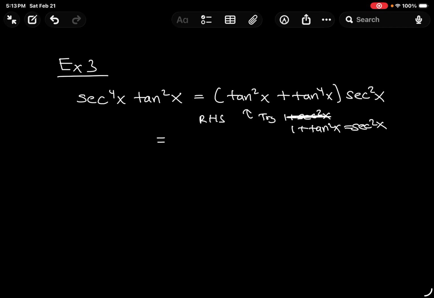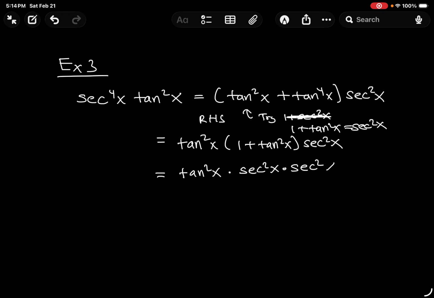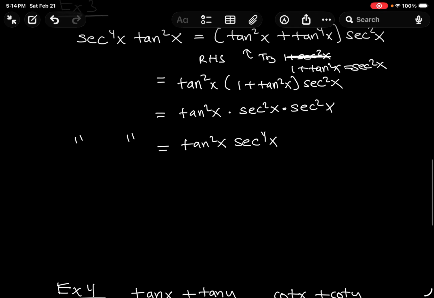So what I'm going to do instead is just simply factor a GCF. Okay, so I'm going to factor out tangent squared x from the parentheses, and I have left 1 plus tangent squared x. Okay, so after I do that factoring, note my trig identity of 1 plus tangent squared x is just secant squared x. So now I'm just going to do a substitution of secant squared x right there. Well, secant squared x times secant squared x, of course, is simply secant to the fourth x. Okay, so I'm done. I've shown that the right-hand side is equal to the left-hand side.